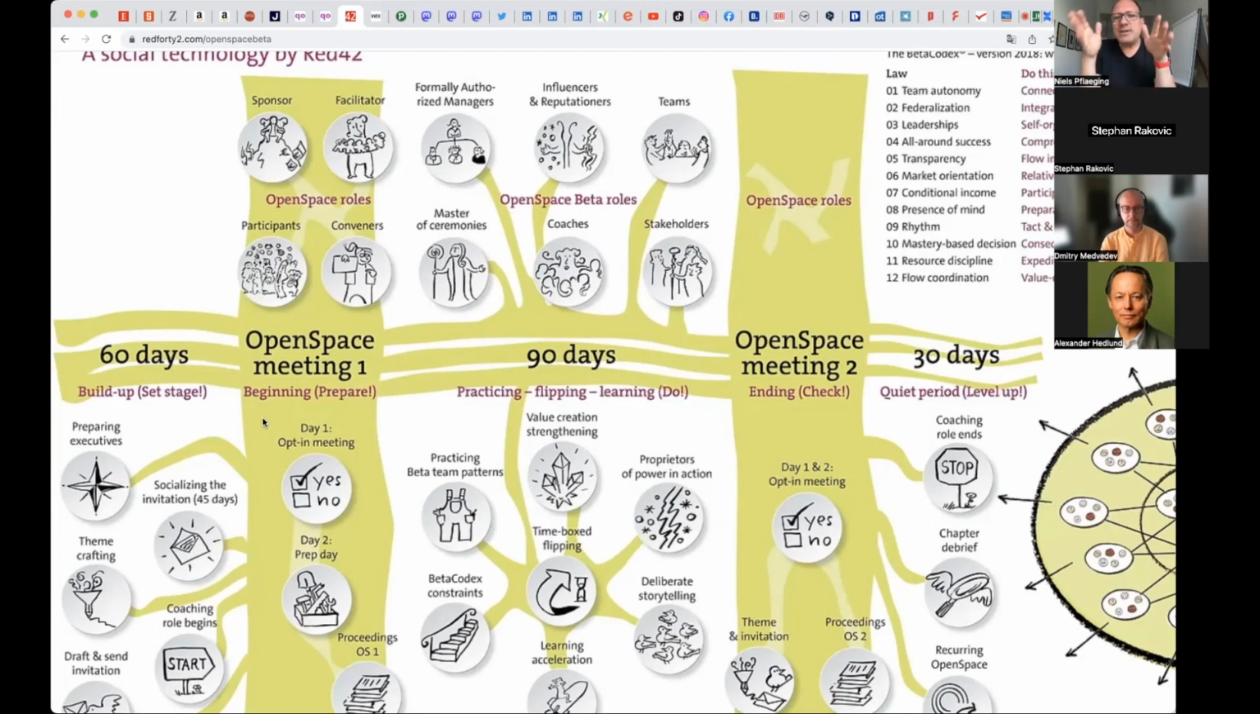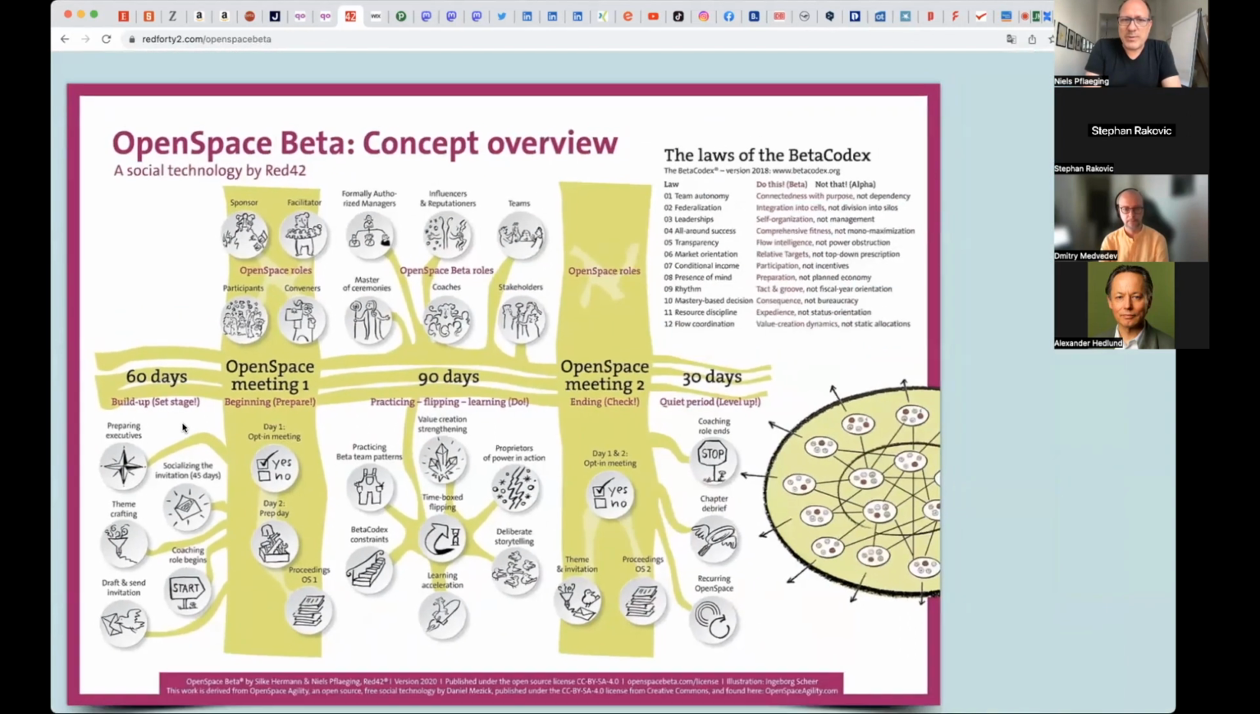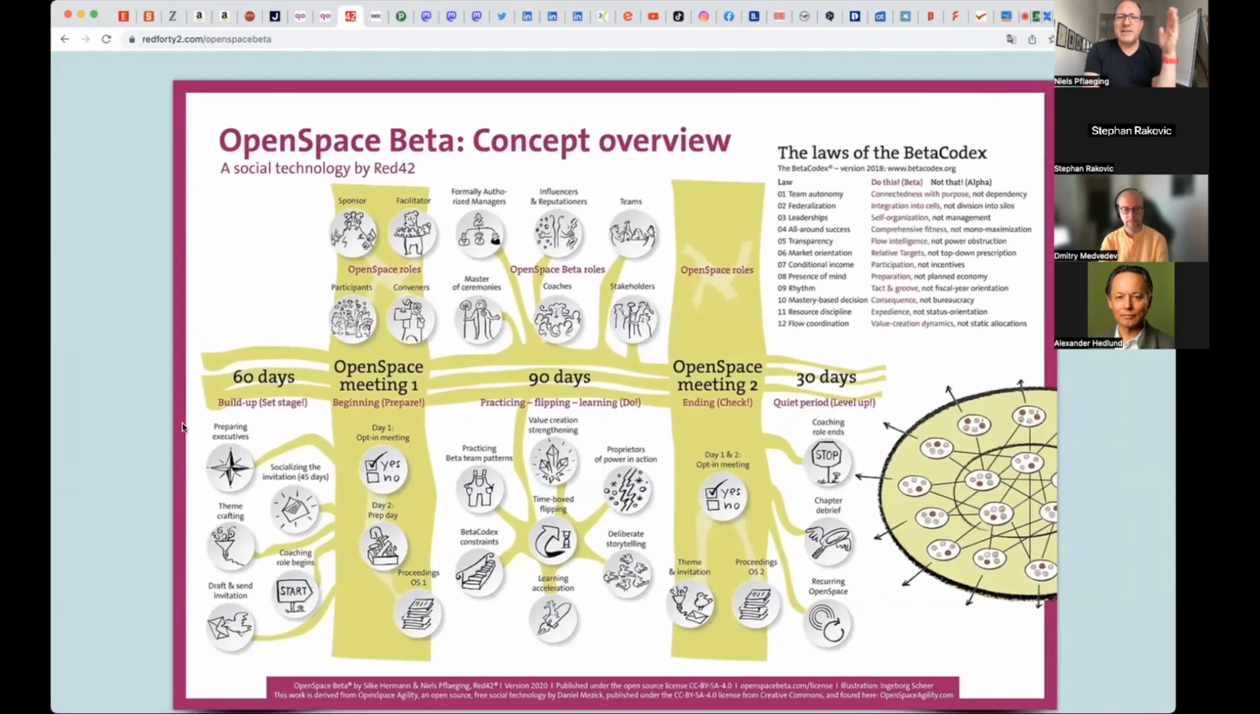But Daniel really had this idea of using open space in large-scale transformation of potentially entire organizations, to use open space twice, to use it to begin a period of 90 days and to close it or end it after the 90 days. This is the beautiful core structure of OpenSpace Beta, this core part that you can see here. You begin in open space and end in open space with 90 days in between.